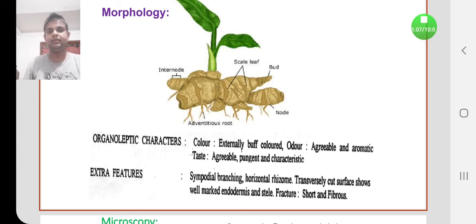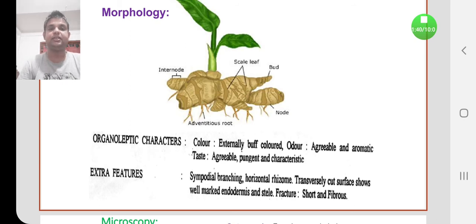Size: the rhizome of ginger is about 5 to 15 centimeter in length and diameter, whereas in shape the rhizomes are laterally compressed, bearing short, flat, ovate, and oblique branches on the upper side with bud at apex. So next, the fracture. Fracture is short and fibrous.